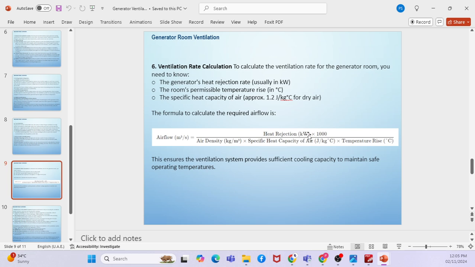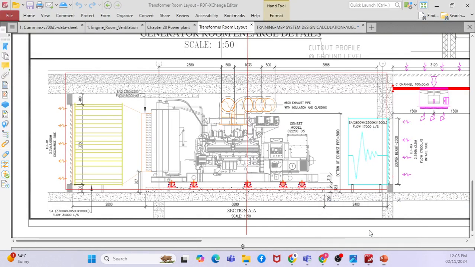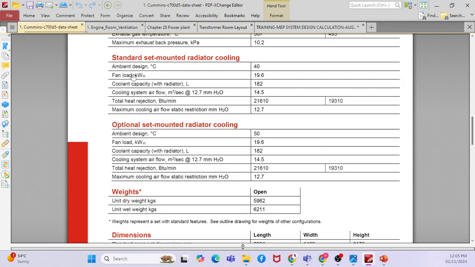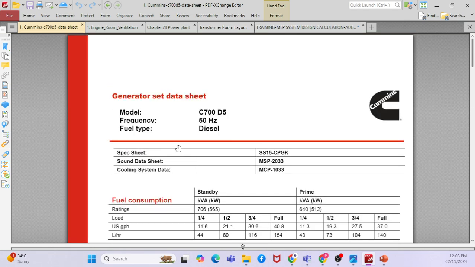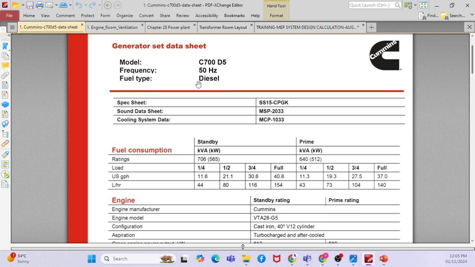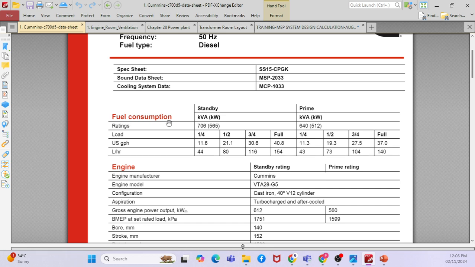For example, you have the heat rejection in kilowatts. If you go to the standard catalog for one of the generators like Cummins, here you have the model number, then the frequency, whether 50 hertz or 60 hertz, and the type of fuel, diesel or whatever they are going to operate on. Then there is the fuel consumption given here. Then there is also the type of generator. You have basically 3 types of generator: standby, prime, and continuous.